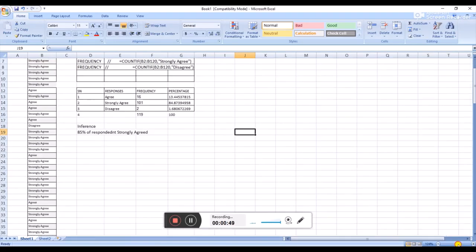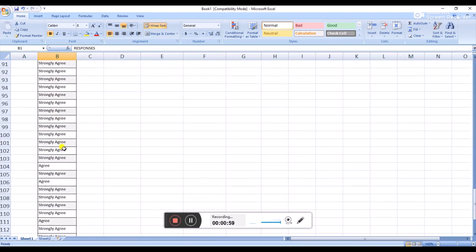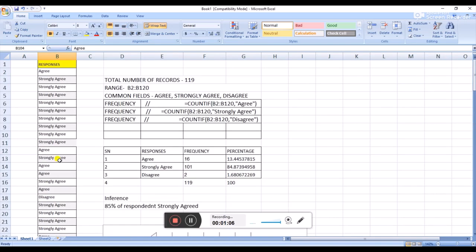Let's look at this Excel document. In this document, we have a column with the heading responses, and we have about 119 responses, either strongly agree, agree or disagree. What we want to do is to know the number of times people responded by accepting the word agree, or the number of times strongly agree appears, or disagree.